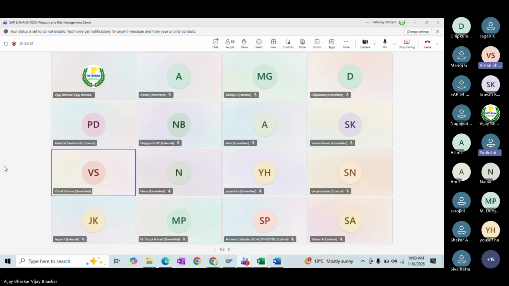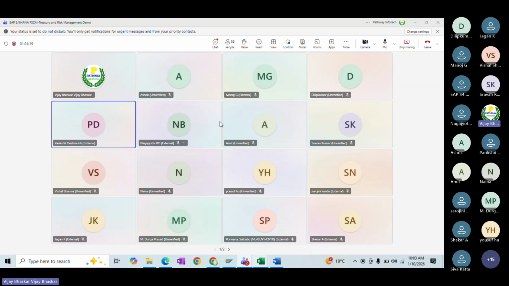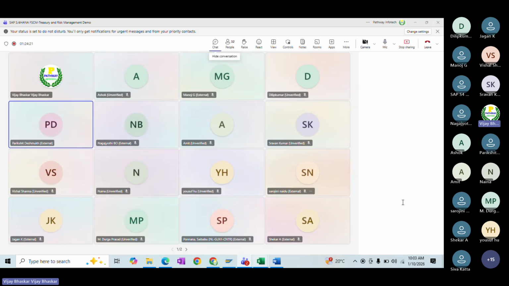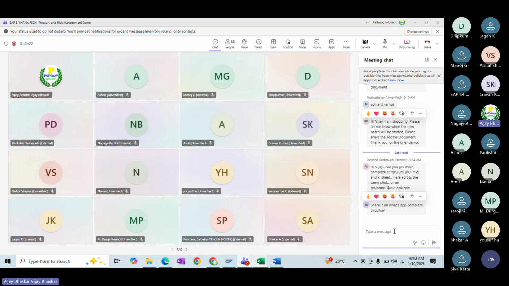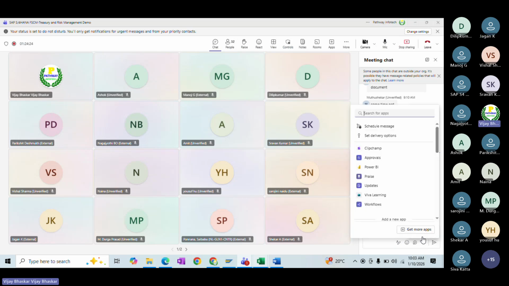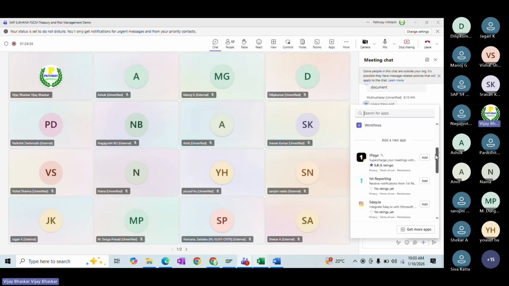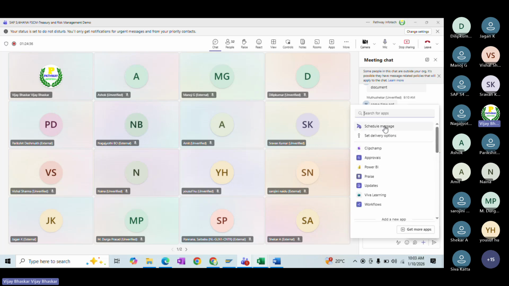Vijay, can you share the controlling Excel and the PDF curriculum in the chat? Yeah, I'm trying to upload this, but it is still not moving. I'll place it. I don't know why it is moving into some other option, but I'll check that.